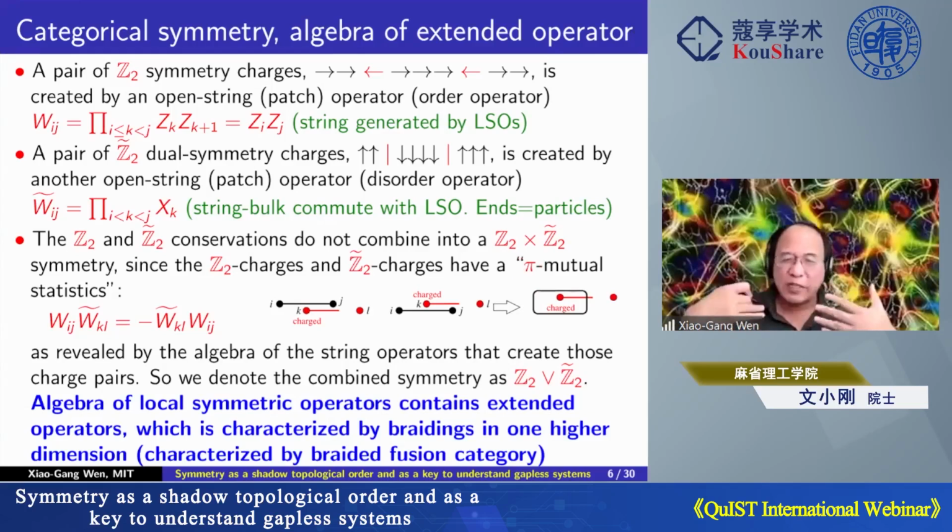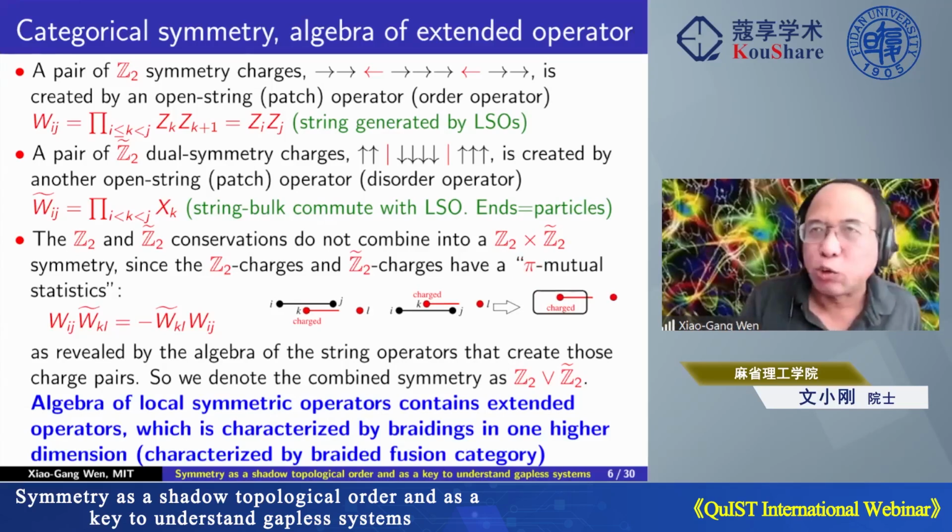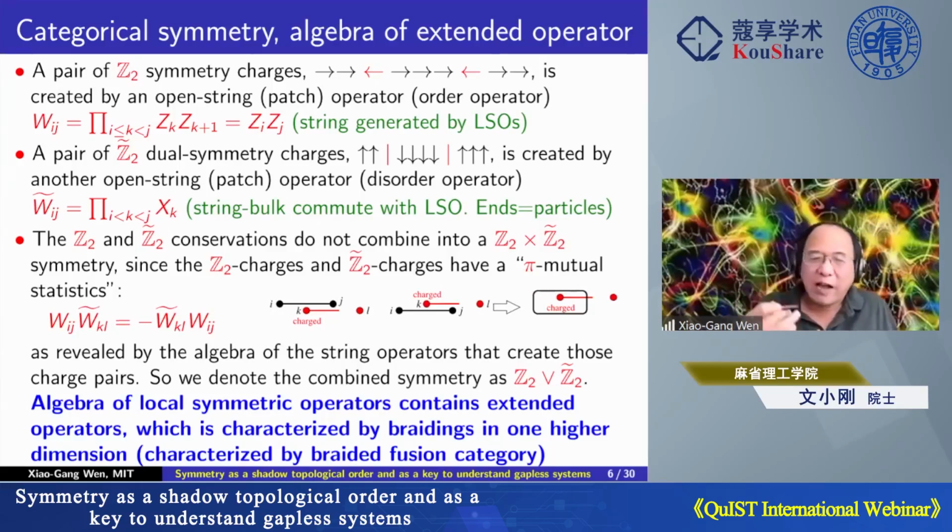So this operator algebra reveals something non-trivial, which looks like mutual statistics, which is defined only in one higher dimension. And because it's a non-trivial relation, that's why we denote this combined symmetry using V, not using a direct product, but some non-trivial combination. Okay.